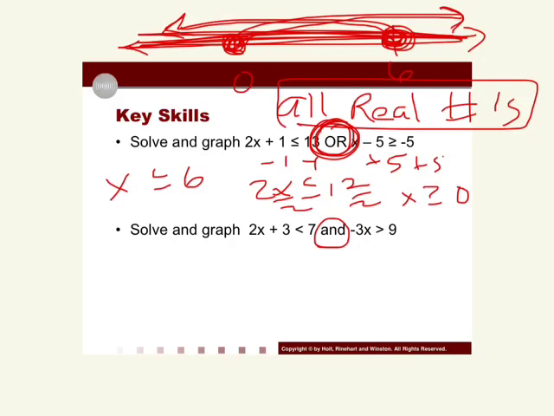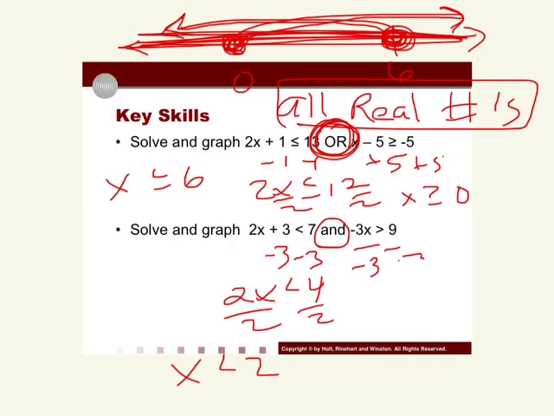Now let's look at this next example. This is an AND. Subtract 3 from each side. I get 2x is less than 4. Divide by 2. X is less than 2. Here I'm going to divide by a negative 3. And remember, when I divide by negative, I have to remember to reverse that inequality sign. I get x is less than -3.